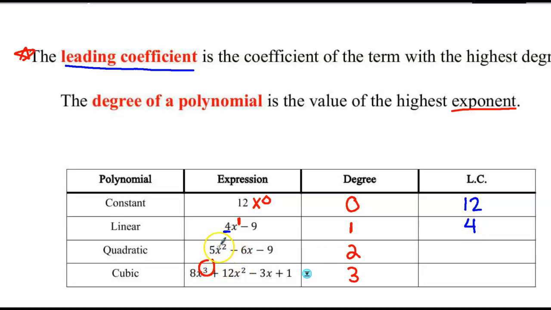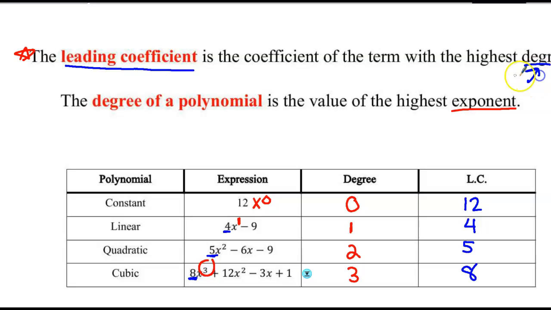The leading coefficient of the quadratic, remember it's the number in front of the highest power, so that one would be a 5. And then again on this cubic, the number in front of the highest power is an 8. So the leading coefficient is 8. If you have your expression in standard form, then usually your leading coefficient and your degree will come off of that first term. So just keep that in mind. That's one of the other reasons why we find it important to be in standard form.